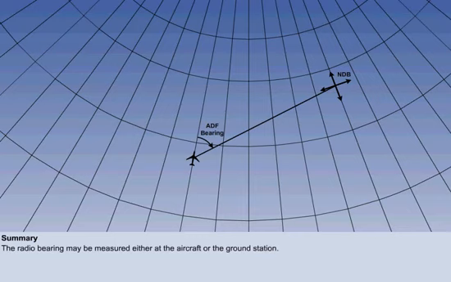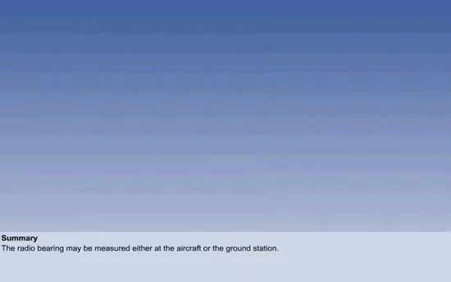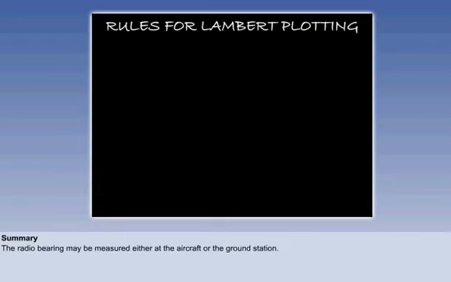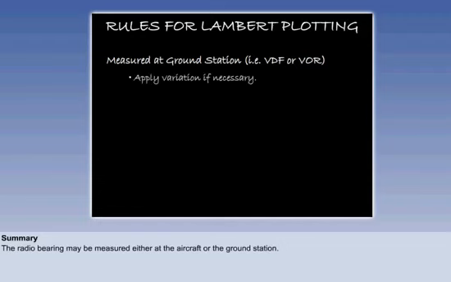So, let's summarize these plotting rules. The radio bearing may be measured either at the aircraft or the ground station. These are the rules for plotting bearings. For bearings measured at the ground station, that is, VDF or VOR, first, apply magnetic variation at the ground station, if necessary. Then, simply plot the bearing from the ground station.